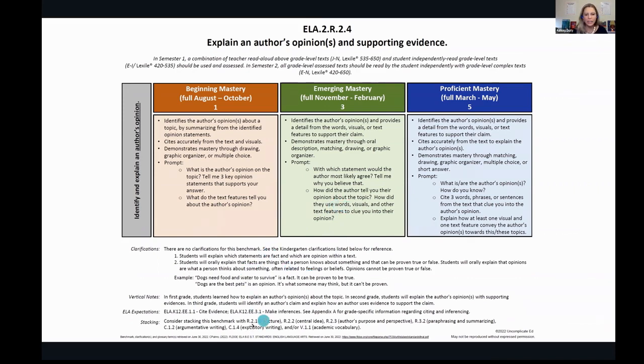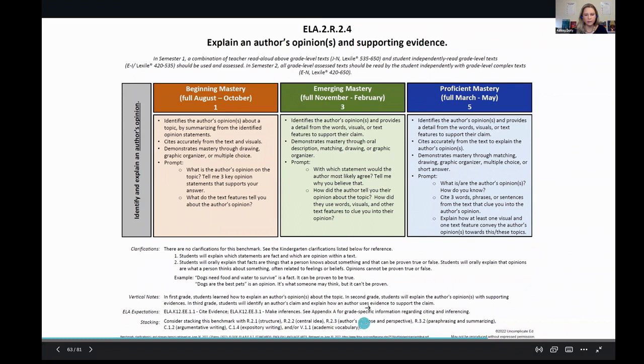All right, stacking, all the other info texts, paraphrase and summarize, I could pull that in. It even tells me I can pull in some of writing down here, argumentative writing, perhaps where the student has to demonstrate their own opinion piece using text features and that sort of stuff. And then expository writing, that can just be a short response where they are explaining the author's opinion here, which is part of the benchmark.